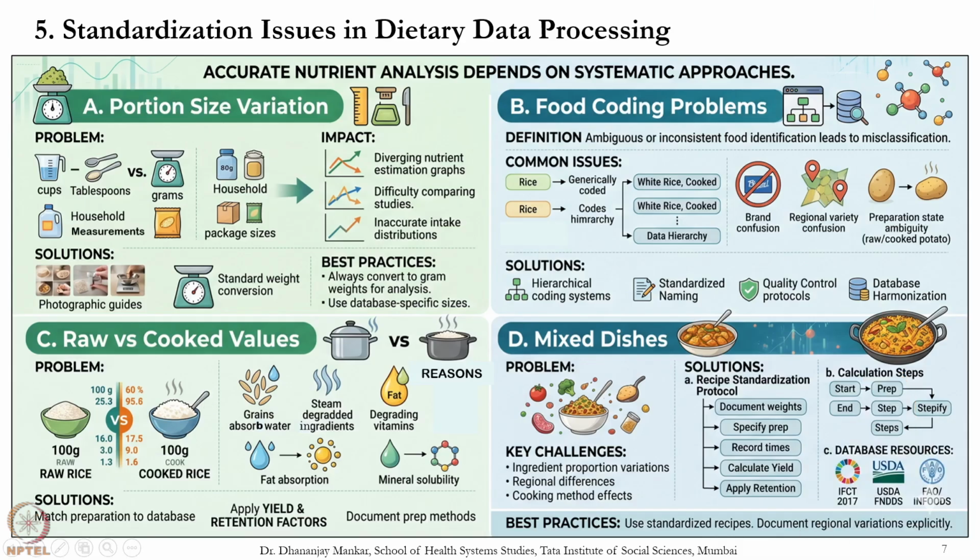Now we will come to the issues for Indians, especially for mixed dishes. Key challenges include ingredient proportion variations across different foods. Regional differences come with preparation and cooking methods. The problem of documentation needs a standardized protocol: document weighing, specification of preparation, record times, calculation, yield, and applying retention factors. What is the best practice? Use a standardized recipe and document regional variation explicitly if there is any. What are the database resources? I point towards IFCT 2017, USDA and FAO.